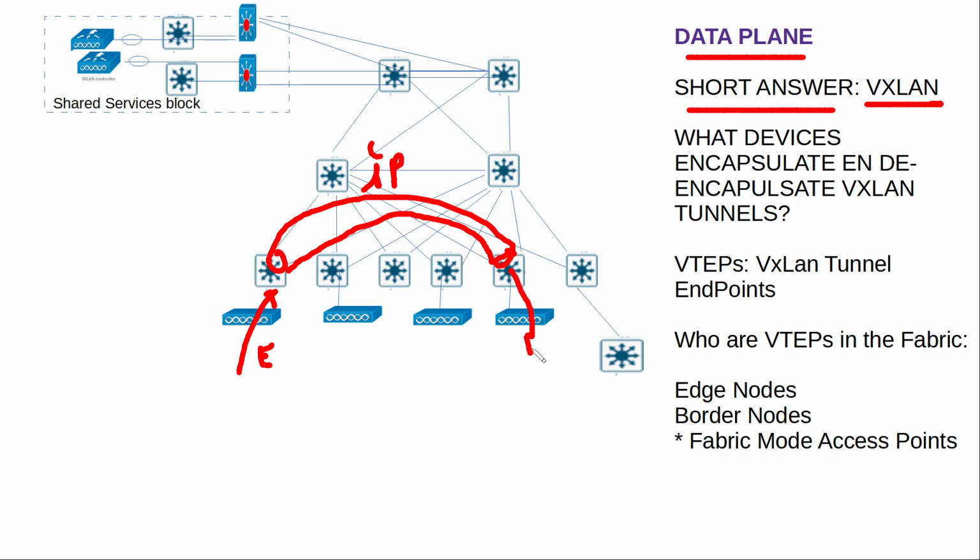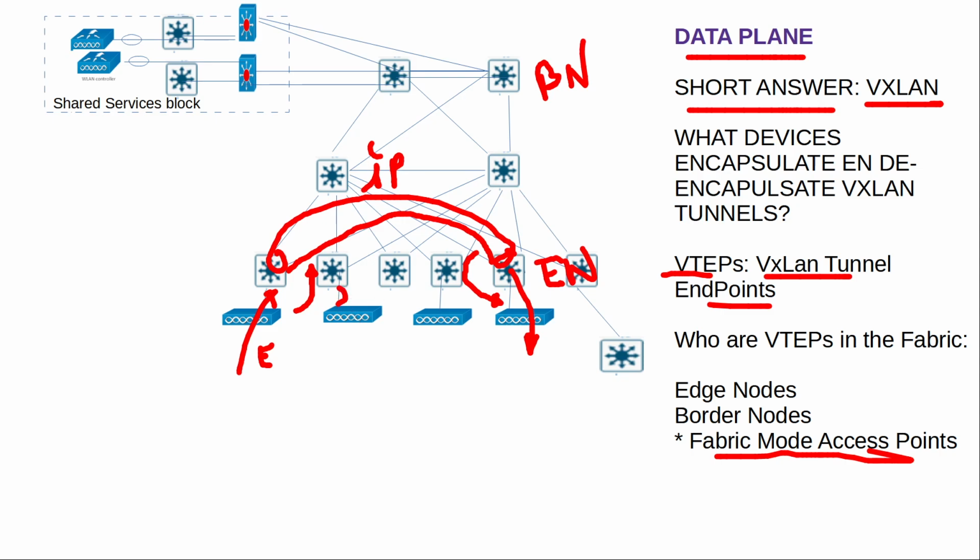So I will need devices that will be able to encapsulate Ethernet frames inside IP packets and devices that will be able to de-encapsulate these Ethernet frames that are included within IP packets. These are known as VTEPs or VXLAN tunnel endpoints, and within my Fabric, my VTEPs will be my edge nodes, my border nodes, and to some extent the Fabric mode access points, because they will be creating VXLAN tunnels to the edge nodes they are connected to. That will be the short answer.